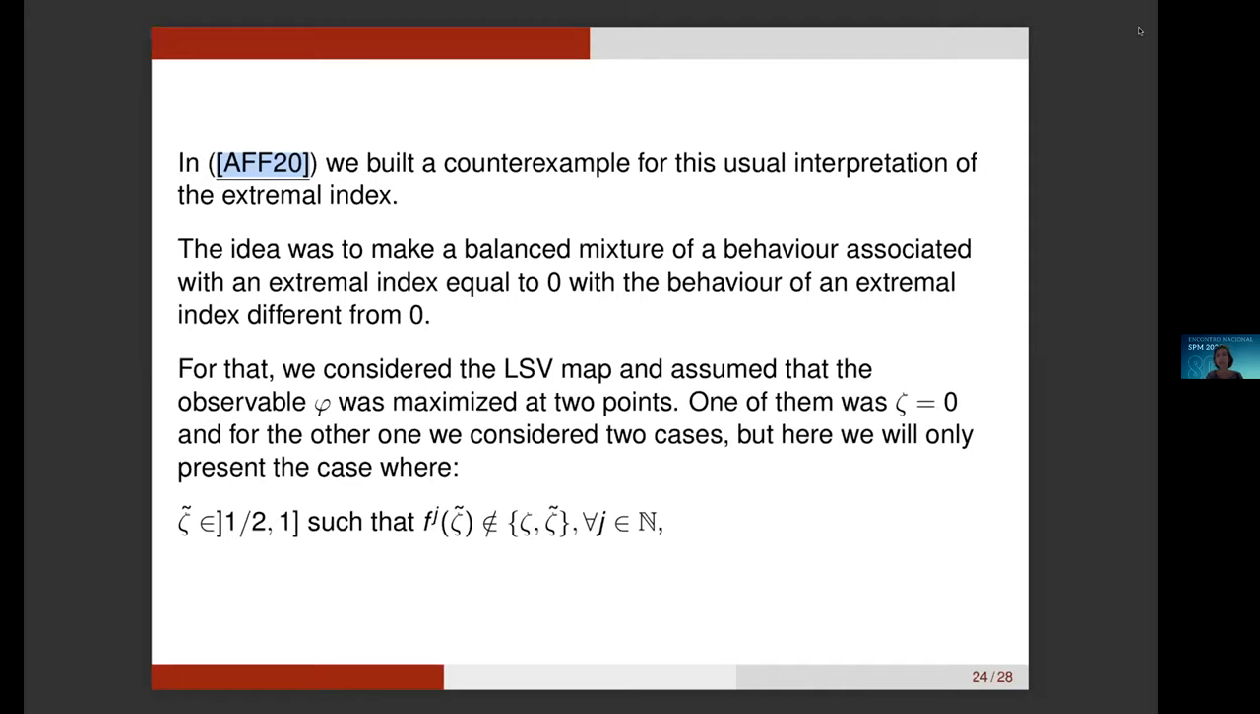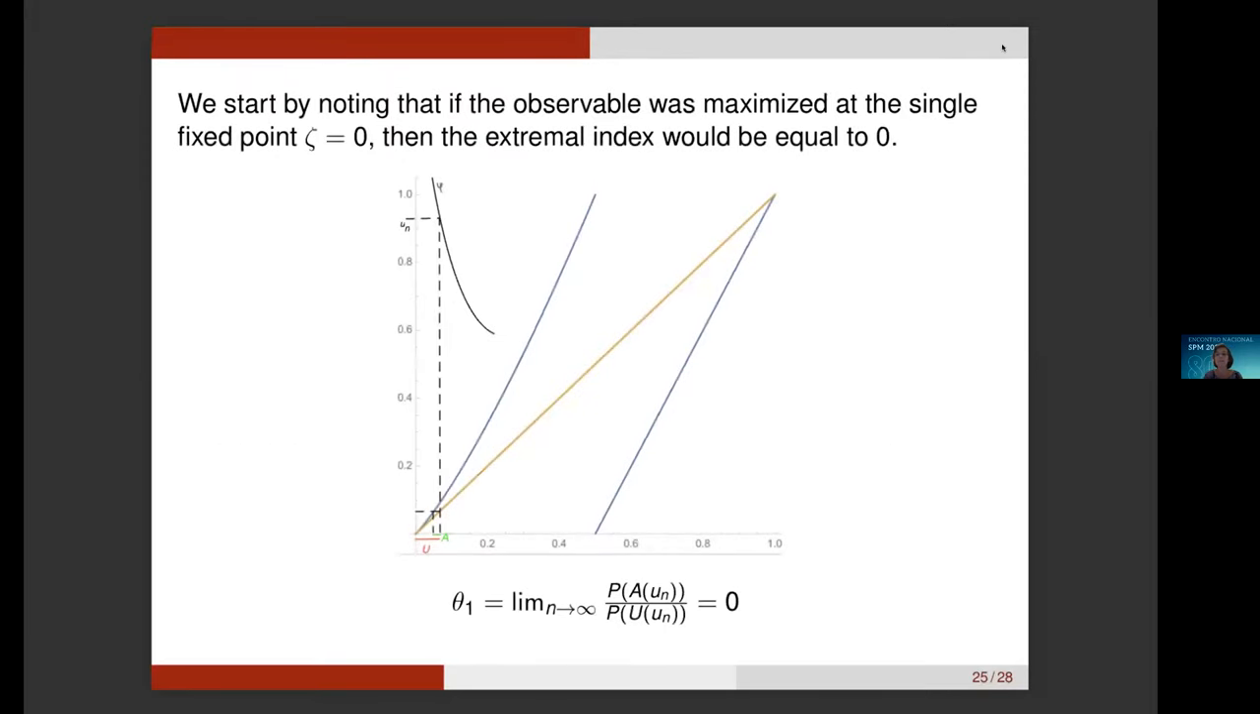And for the other one, we considered two cases, but here I will only present the case where zeta tilde, the second point at which phi achieves the global maximum, is a non-periodic point, whose orbit does not hit zeta. And let's see what happens. So I will suppose first that the observable was maximized at a single fixed point, zero. And in this case, the extremal index that we obtain is equal to zero.